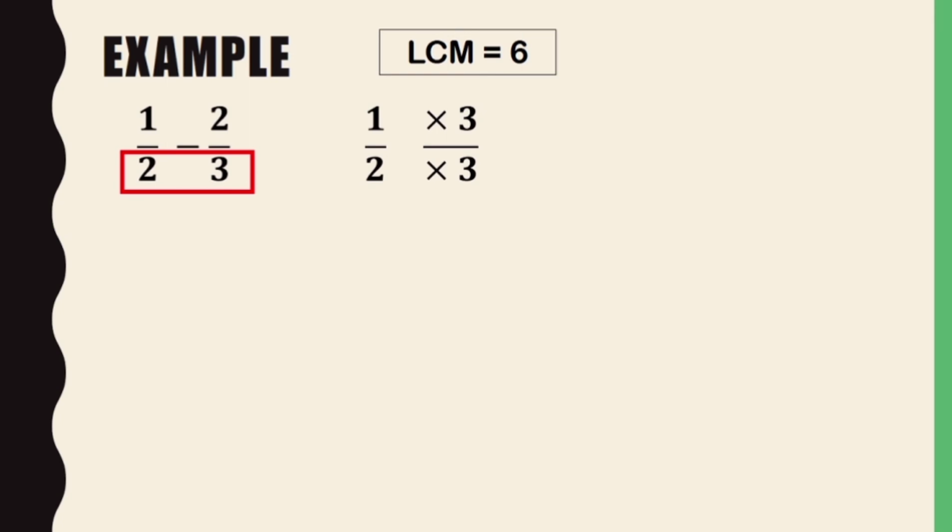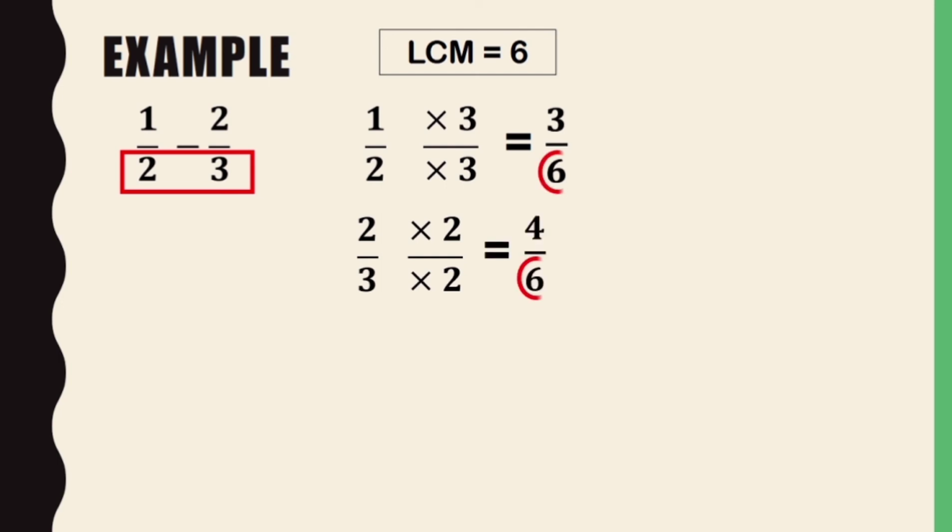So, 1 times 3 over 2 times 3. So, we have 3 over 6. Next is 2/3. I-multiply naman natin siya sa 2 over 2. So, 2 times 2 over 3 times 2. So, the answer is 4 over 6. So, as you can see, pareho na sila ng denominator.